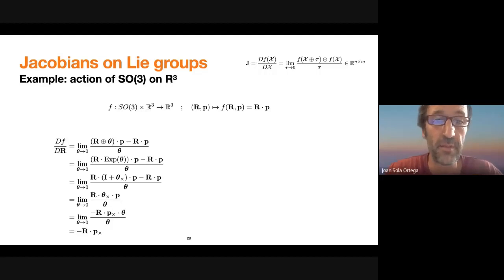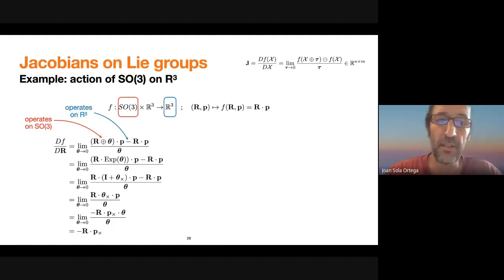So the space of arrival, the minus here is just a regular minus. Now, for example, you can expand exponential of theta to the first term. So the plus is a real plus because we are in SO3, but the minus is just a minus because we are on R3. And then a couple of ideas. The exponential can be approximated by the Taylor expansion, I plus theta cross. And then you develop these things, and you get minus R times P cross.